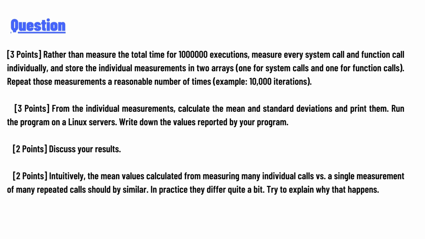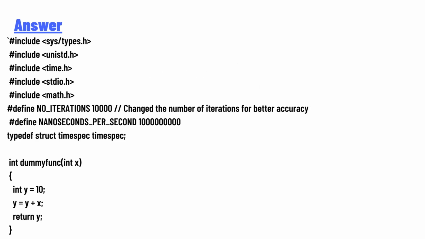Run the program on a Linux server. Write down the values reported by your program. Two points: discuss your result. Intuitively, the mean value calculated from measuring many individual calls versus a single measurement of many repeated calls should be similar. In practice, they differ quite a bit. Try to explain why that happens. And the answer to the question is in C.